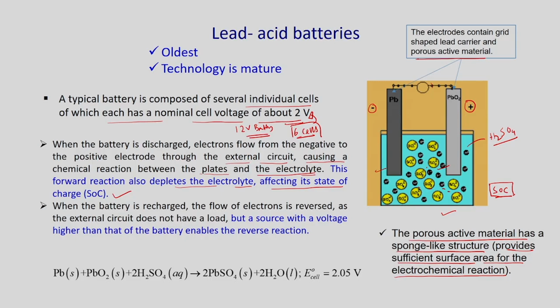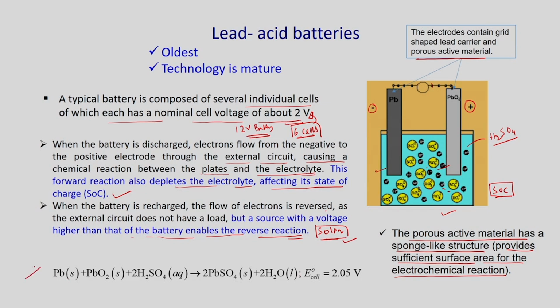And when the battery is recharged, the flow of electrons is reversed. The external circuit does not have a load, but a source with a voltage higher than that of the battery enables the reverse reaction. This external source is nothing but a solar source. So, this is also known as a solar battery, because lead acid batteries are used in solar research.